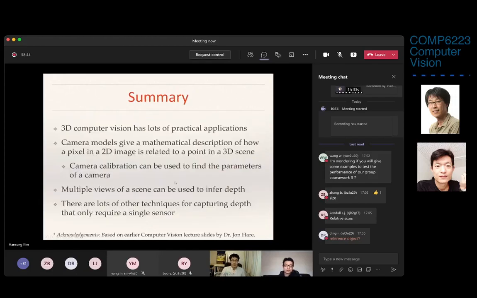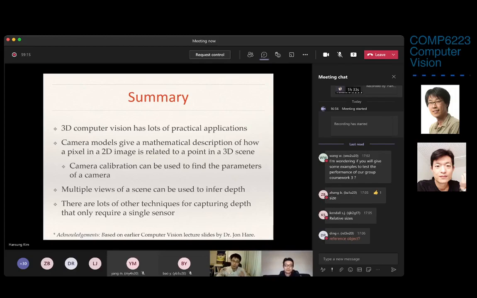Okay, let's summarize. Computer vision has lots of practical applications, and they are based on camera geometry. The camera model gives a mathematical description of how a 3D scene is projected to a 2D image, and how we can retrieve the 3D information from the 2D image. The key issue is extrinsic and intrinsic parameter estimation, which is called camera calibration.